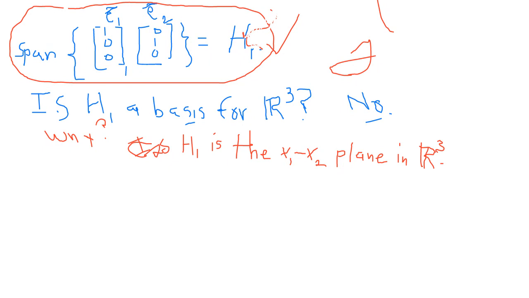And as Haley commented, if you were to have a vector like 2, 4, and -5, that vector is not going to be in this span. Okay, so H1 cannot be a basis for all of R cubed. All right.